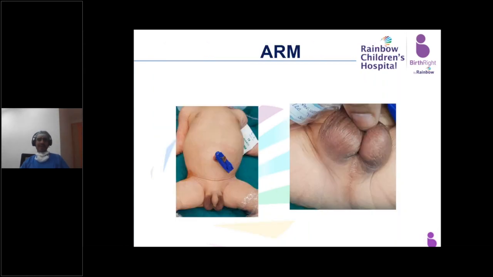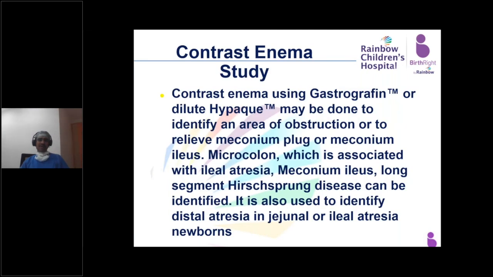Always examine the perineum. This child with distended abdomen, and if you examine the perineum, the anal orifice was not there, and that had led to progressive, slow distension of abdomen in this newborn. The contrast enema, remember, we are never using barium in these contrast enemas. We always use gastrografin or urografin to identify the area of obstruction, or many times it is therapeutic also in situations, for example, meconium plug or meconium ileus, about which Dr. Anil has told you earlier.